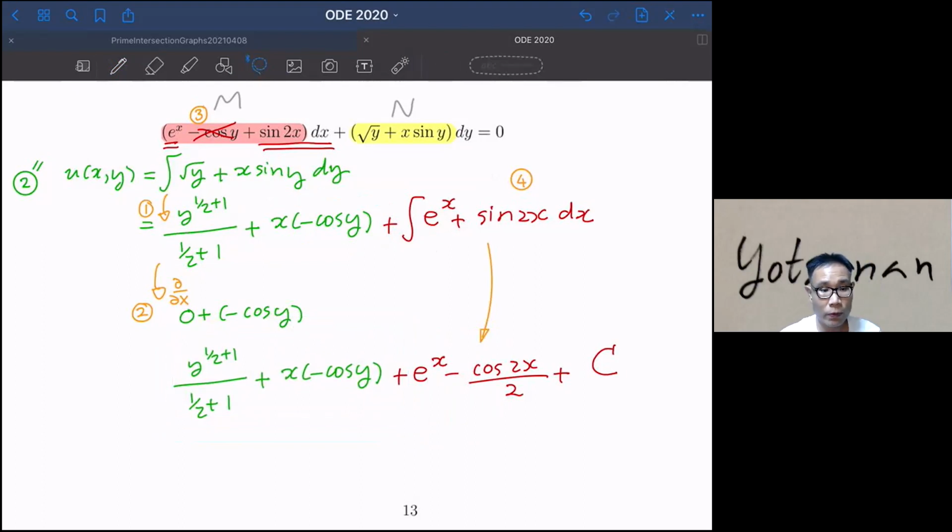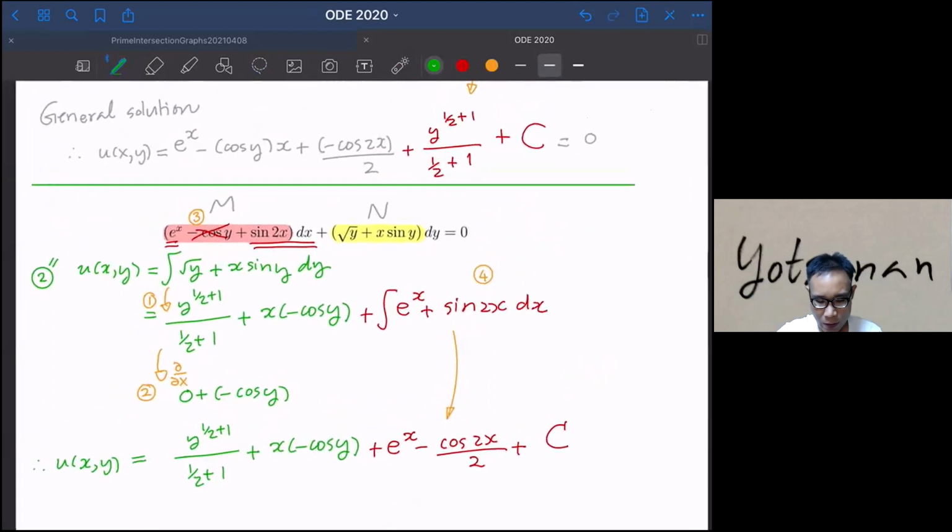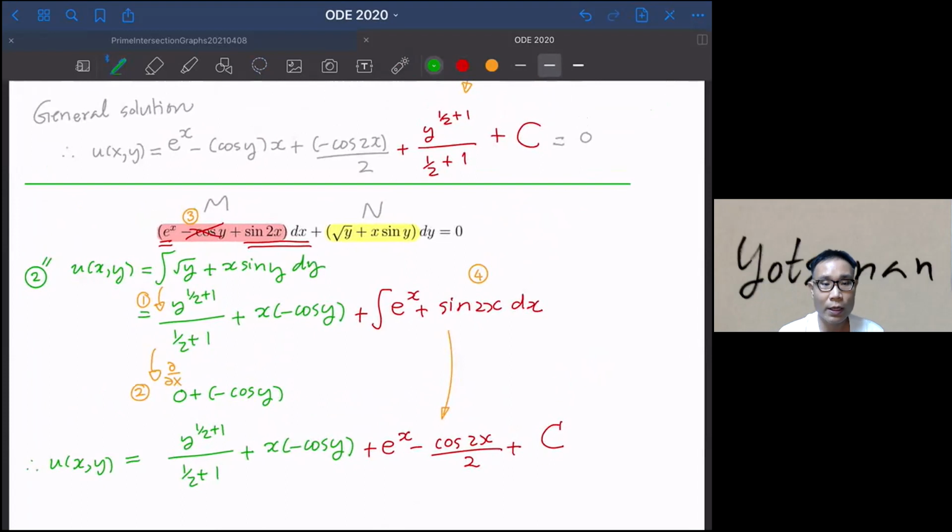Okay, so that will be your uxy. You see that you get the same uxy as before, when the term is a little bit different, but it's okay. They are exactly the same thing as the one that you already had before. So this one will be this guy, and the general solution will be equal to 0.